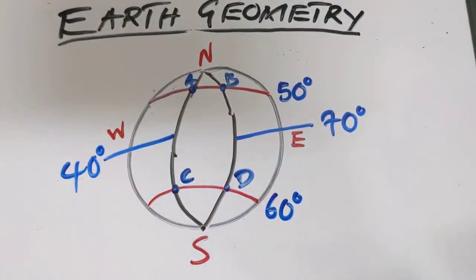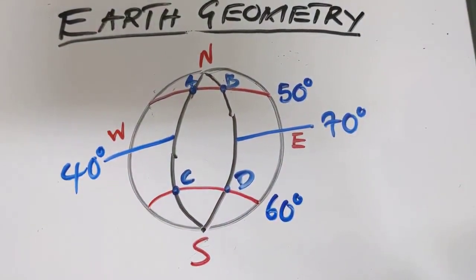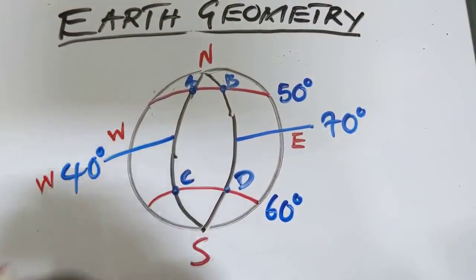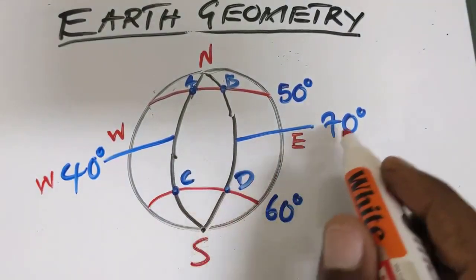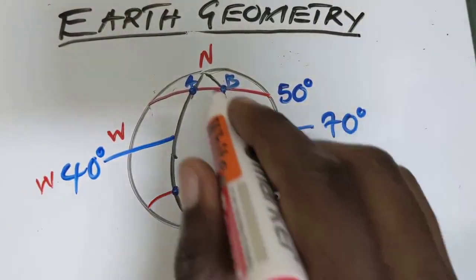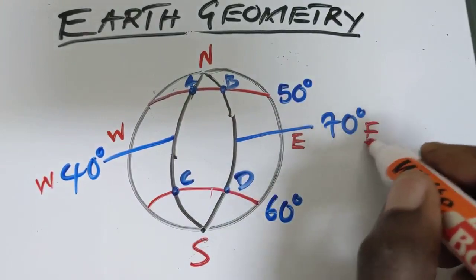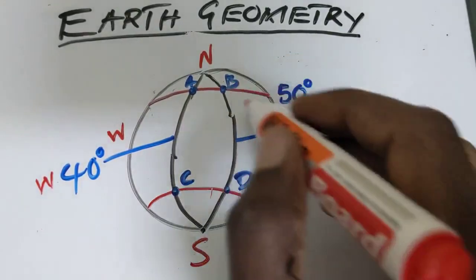Okay, so I'm sure you're able to see. So meaning that this part is actually on the west side. This is on the east. This is a longitude. It is on the east. This is north.